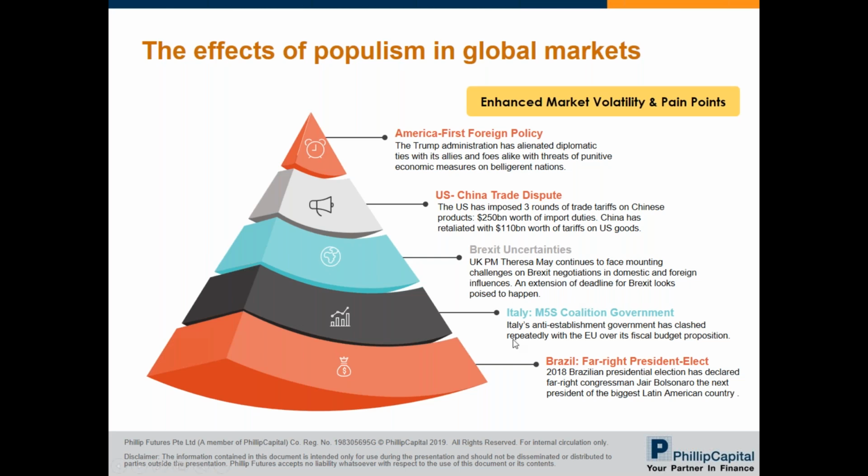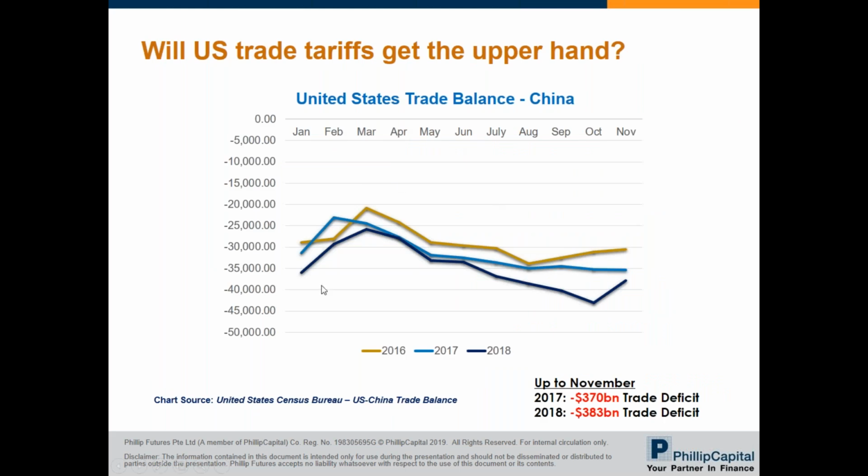For Italy, of course, Italy and Brazil, not so much, but this is going to pose problems with its anti-establishment policy. So I guess viewers might want to take note and be slightly cautious with Italy and Brexit. But more importantly, the focus we have to go back on is the US and China. So actually, what will happen if the trade tariffs escalate? First, we're going to see, okay, will US trade tariffs actually get the upper hand?